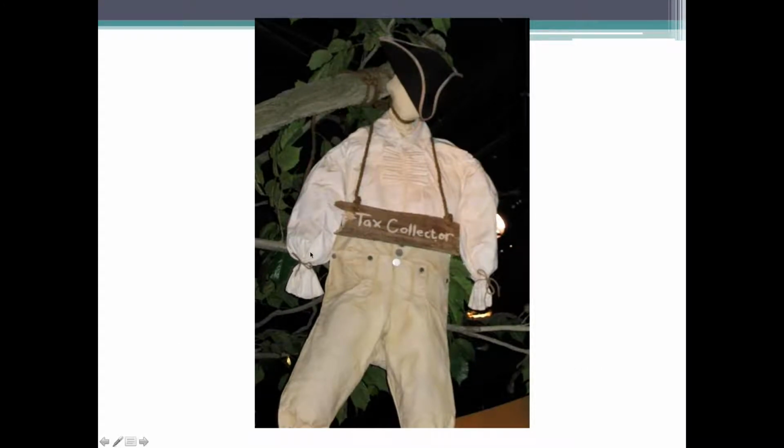This, I don't know if you can tell, this is just what I guess you would call a dummy. It's being hung by a tree, and you see the word tax collector. I don't know if you ever heard the expression effigy. This is what we call hanging somebody in effigy. Part of what the Sons of Liberty liked to do was to terrorize individuals.